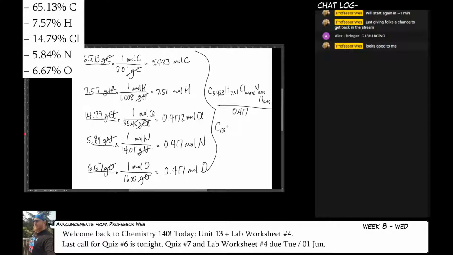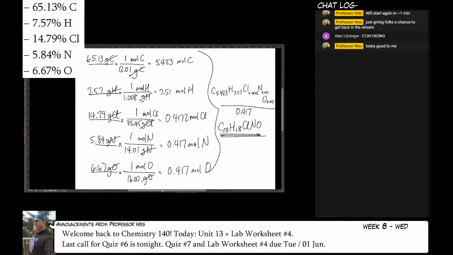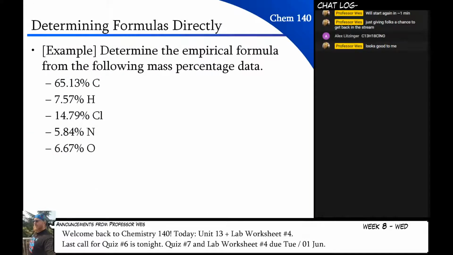For H, we'll do 7.51 divided by 0.417, and we get 18.01. And then the other ones are all 1. There's our empirical formula. Let me scroll that over a little bit. There you go. So a lot of work to solve that one. So I have one more for you to try on the next page here.